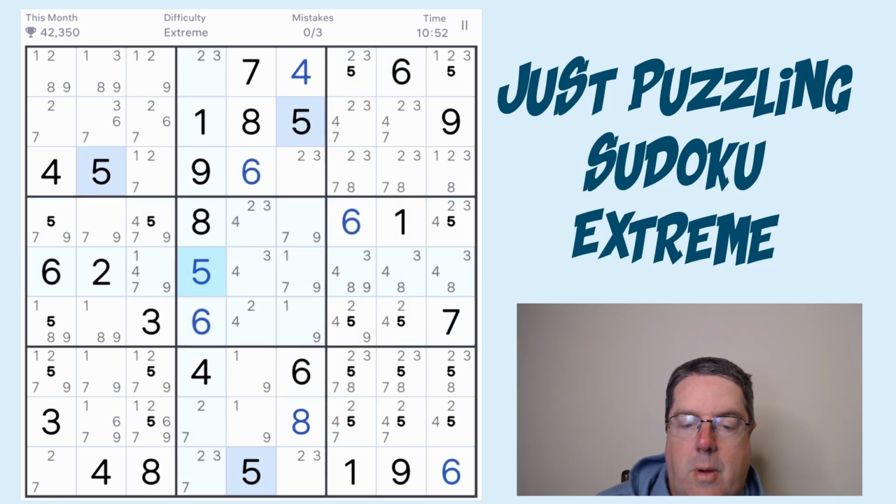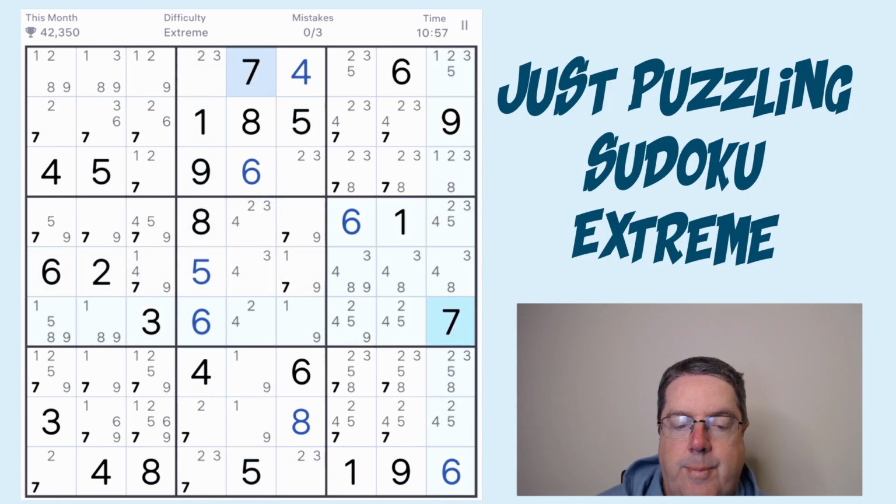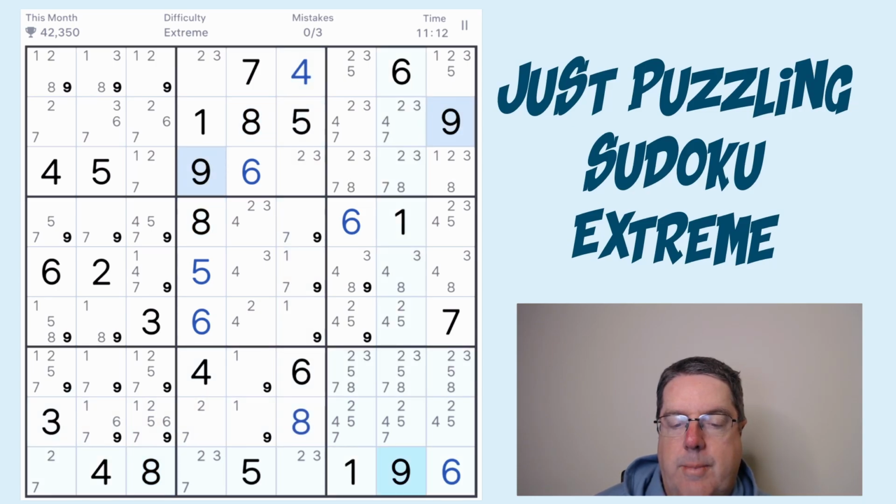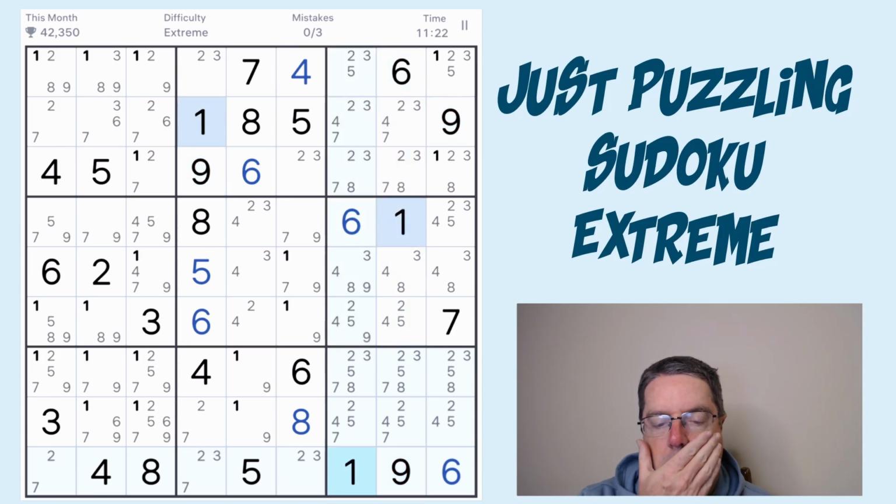What have we done with the 5s? Not too much. 7 makes sense there. 7 makes sense there. 8, top row, bottom row. Top row, top row. Okay, and 9. Nine makes a lot of sense in terms of that. Okay, can I see any patterns here now?